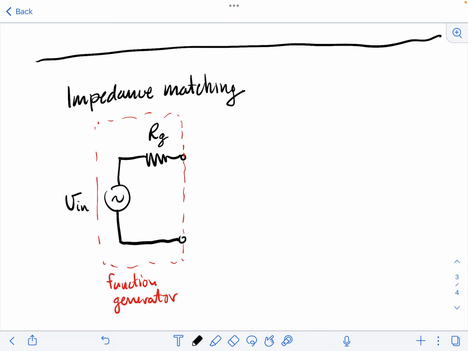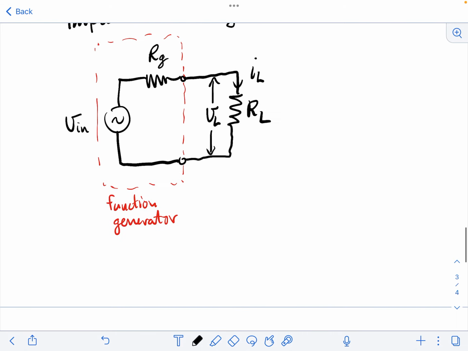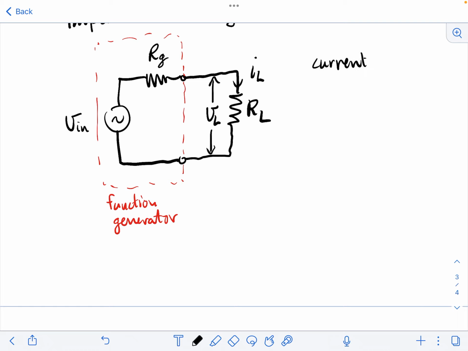just a resistance RG. And then we're going to connect that to some external resistor, which acts as our load, and that's RL. And so what we could do is measure the voltage VL across our load resistance. We could measure the current IL in our load resistance. So I want to think about the following. Well, actually, before we do that, let's just think about calculating the current in RL.